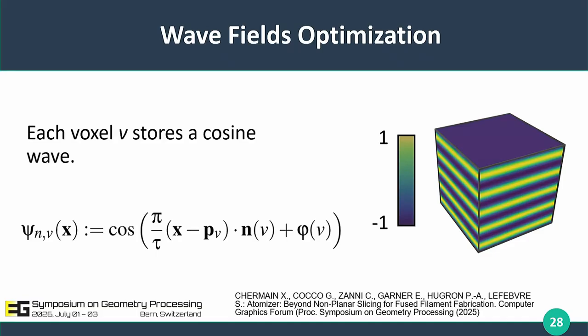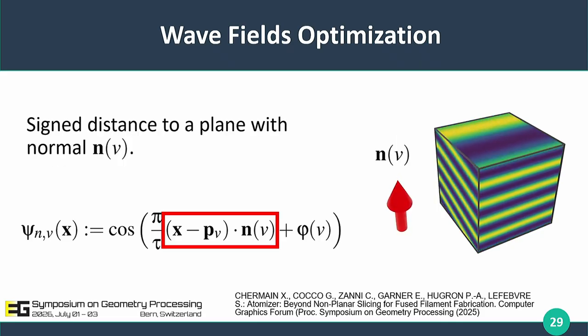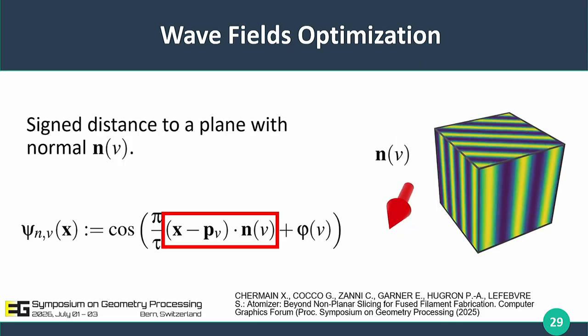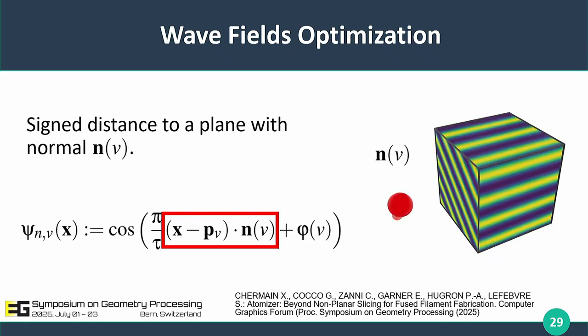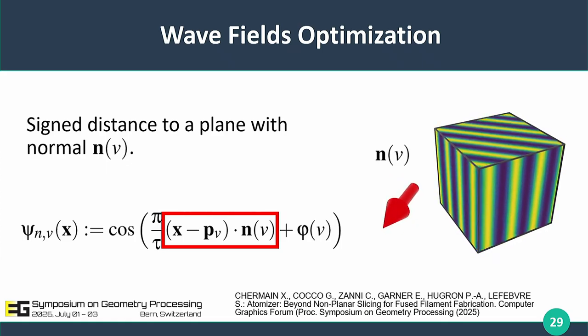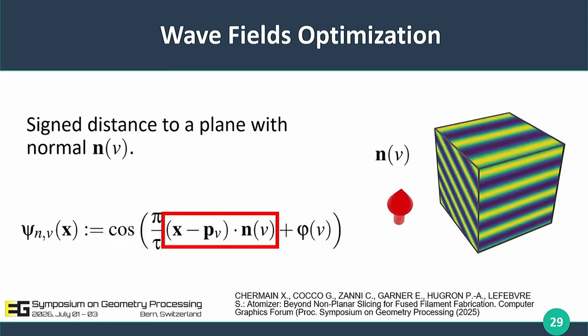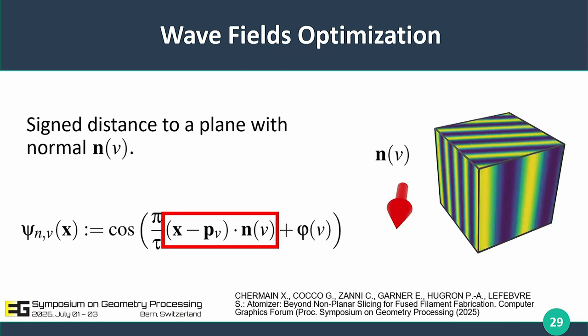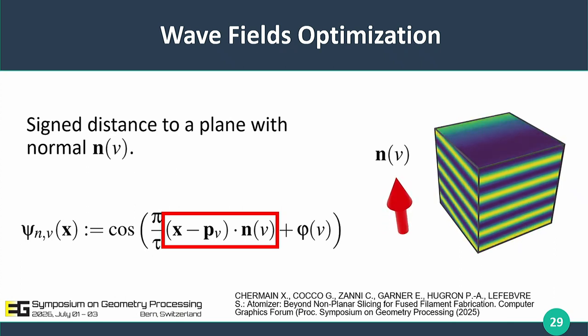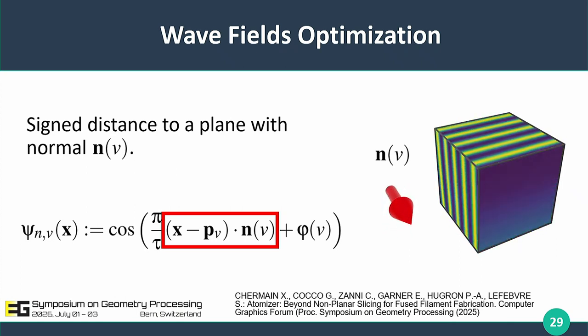Wave fields are discretized on a regular grid, and for each voxel, we encode a cosine wave described by the following equation. The equation consists, of course, of several terms. The first is the signed distance from a point x to a plane passing through the voxel center and oriented with a given per-voxel direction. This term defines a plane wave propagating in the specified direction, and most importantly, by varying this direction in each voxel, we can obtain waves that align with a spatially varying direction field.